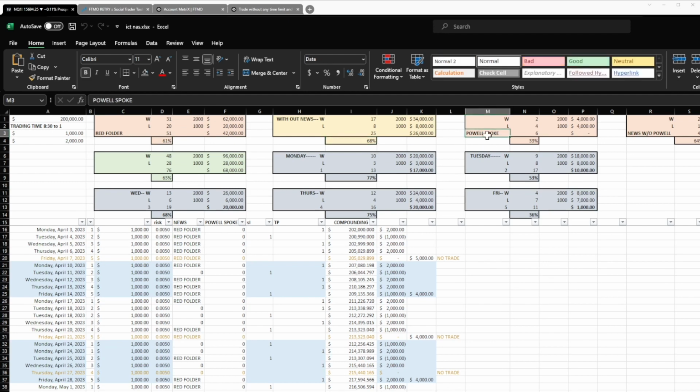When Powell speaks, it's still there. I still made a little bit of, no, it was a break even. It was a break even. So I might just drop when Powell speaks as well. And then news without Powell, it brings it up to a 64% win rate. Monday is my best day, and Thursday.